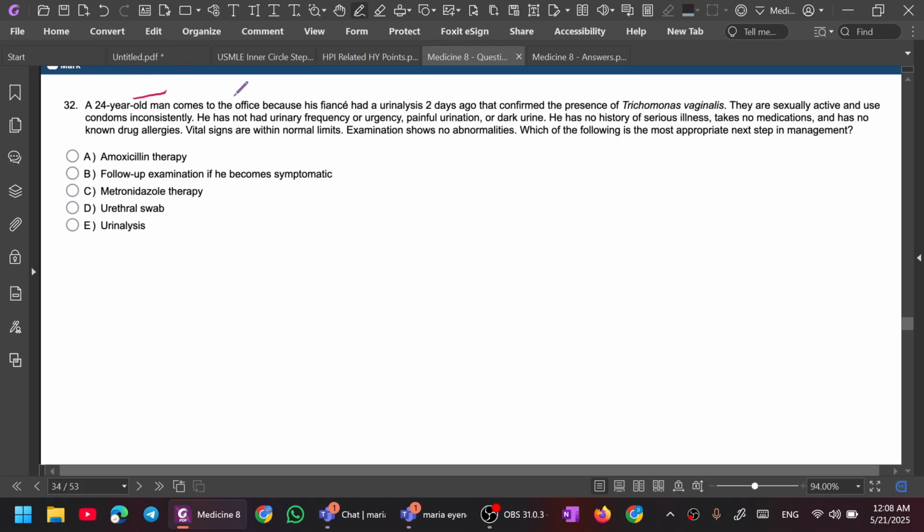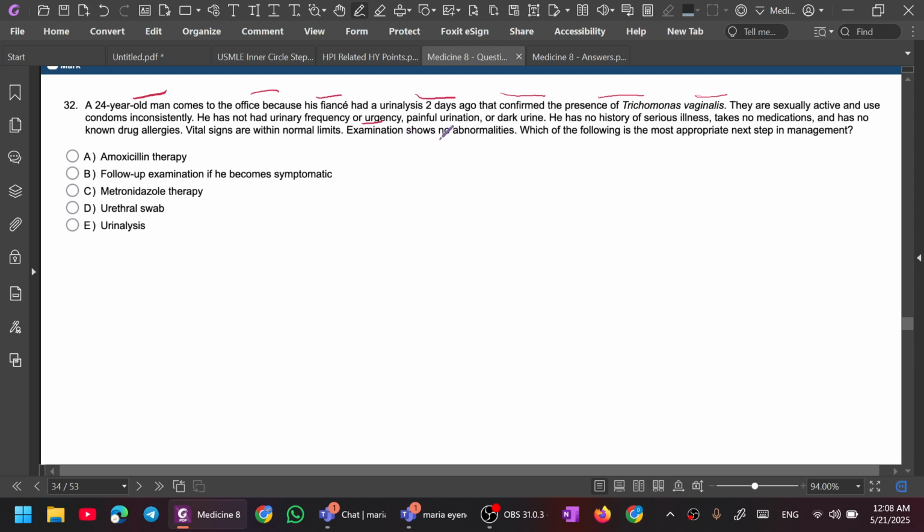24-year-old man comes to the office because his fiance had a urine analysis 2 days ago that confirmed the presence of Trichomonas vaginalis. They are sexually active, use condoms inconsistently.